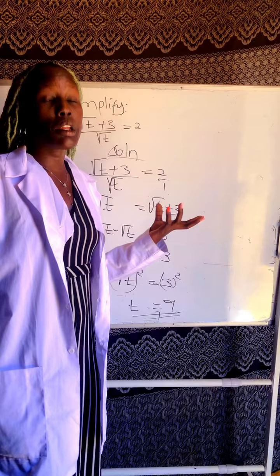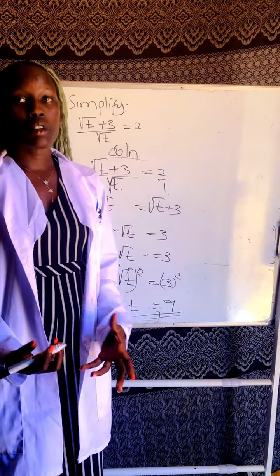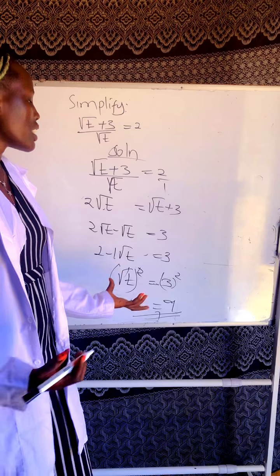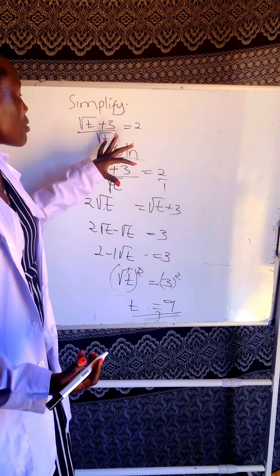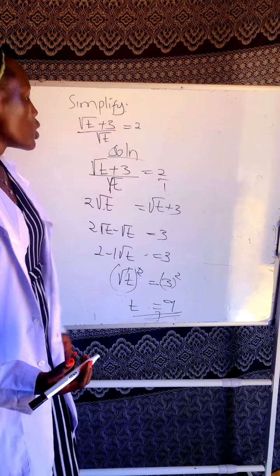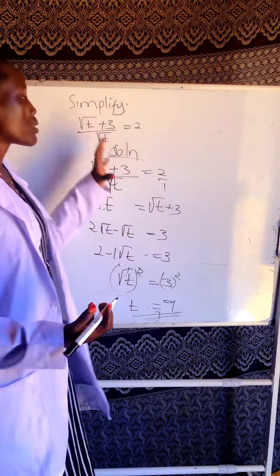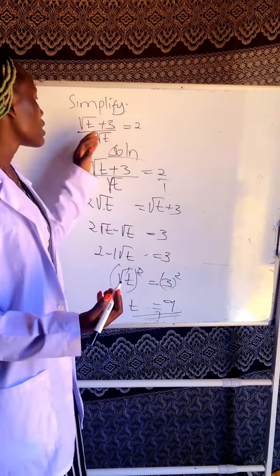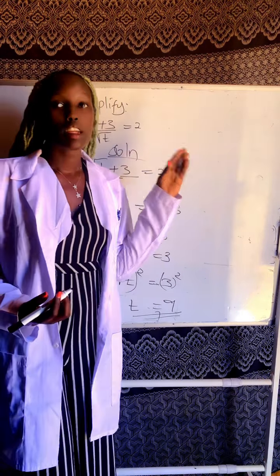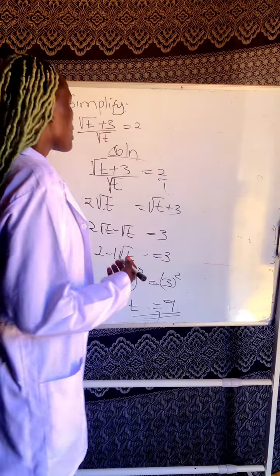But then in maths, it's always good to prove to yourself that what you have solved is correct. So how do we do it? Here we have (root of t plus 3) out of root of t is equal to 2. So what do we need to do? We need to substitute the value of t in this formula. And in your final answer, what is on the right hand side should be equal to the one on the left hand side. So let's prove our answer if we are right.